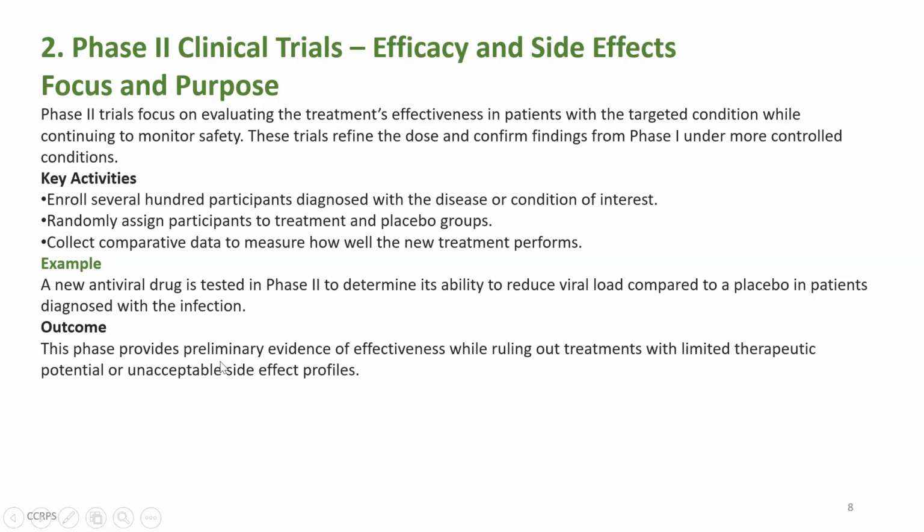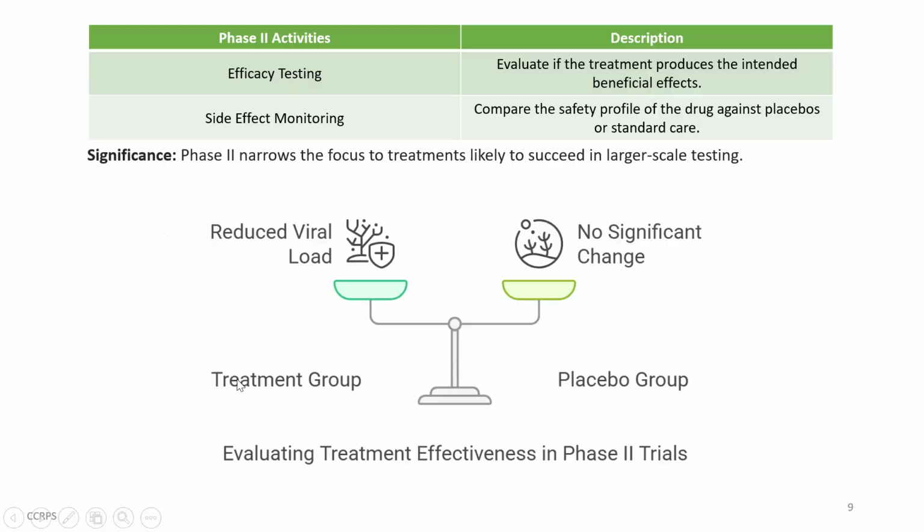Outcome here: this phase provides preliminary evidence of effectiveness while ruling out treatments with limited therapeutic potential or unacceptable side effect profiles. And here is a table on phase 2 activities and description. Efficacy testing: evaluate if the treatment produces the intended beneficial effects. Side effect monitoring: compare the safety profile of the drug against placebos or standard care. Significance here: phase 2 narrows the focus to treatments likely to succeed in larger scale testing. And here is a diagram on evaluating treatment effectiveness in phase 2 trials.